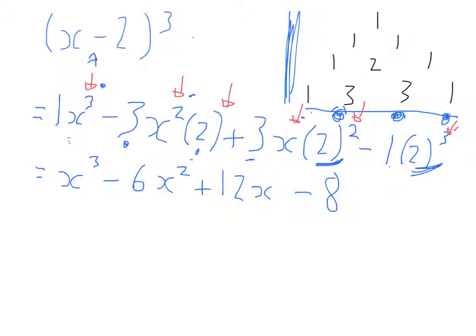So the expansion of (x minus 2) all to the power of 3 is x cubed minus 6x squared plus 12x minus 8.